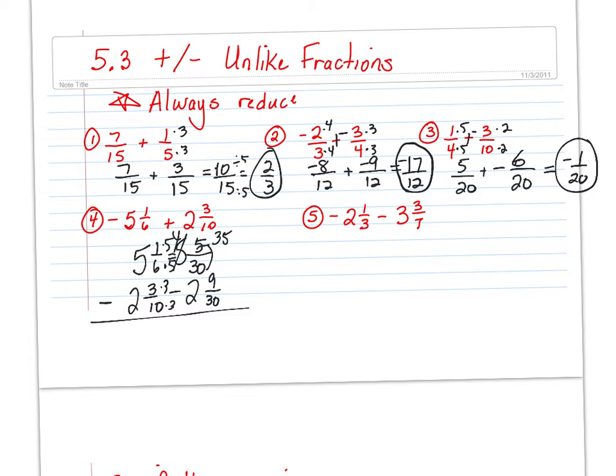Add those two together, 35 minus 9. 26/30. 4 minus 2 is 2. And we keep the sign of the negative. And we can reduce that, which is -2 and 13/15. Does everybody agree?